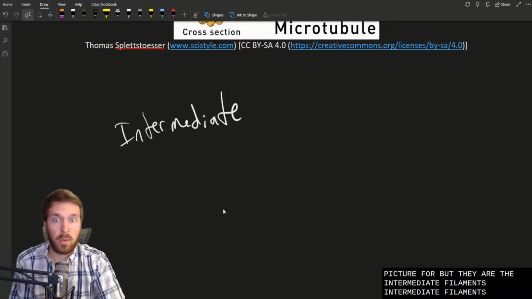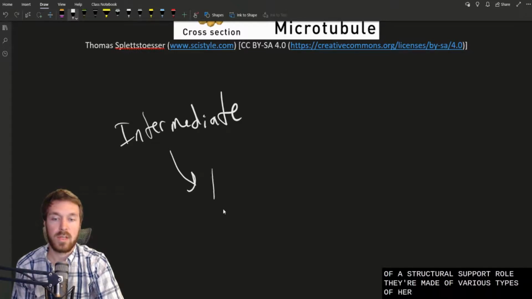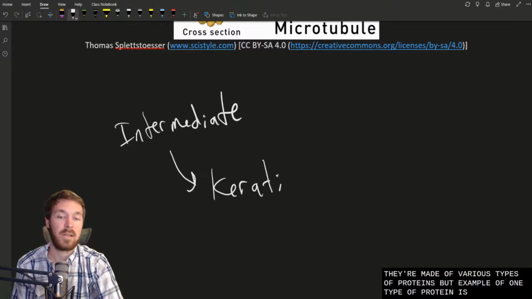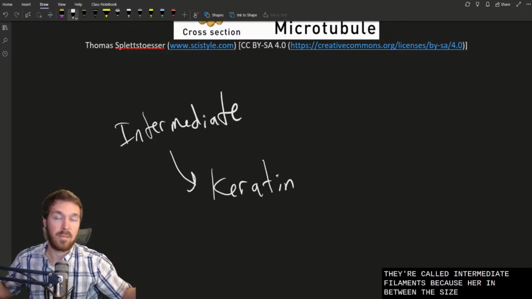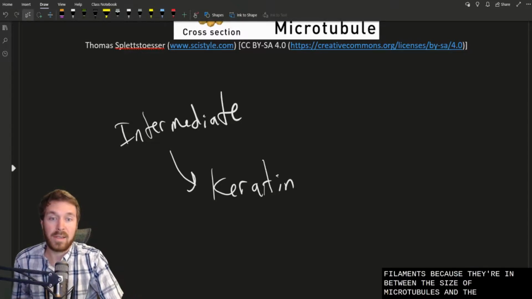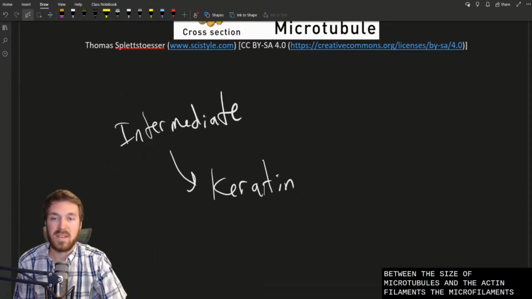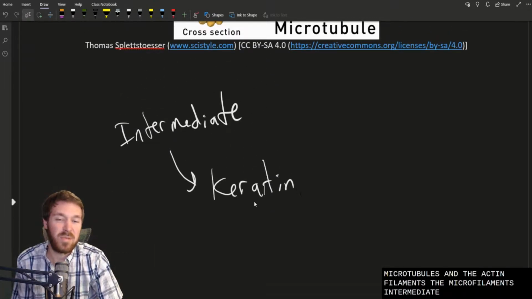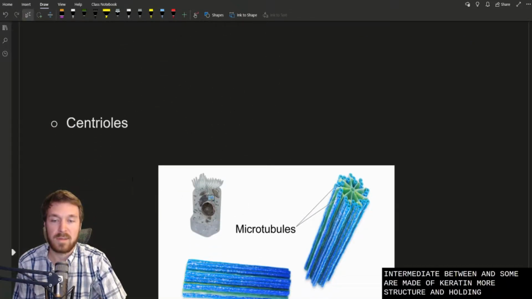Intermediate filaments are more of a structural support role. They're made of various types of proteins, but an example of one type of protein is keratin. They're called intermediate filaments because they're in between the size of microtubules and the actin filaments, the microfilaments. So that's all I'm going to say about the intermediate filaments. They're just in between, and some are made of keratin. So more structure and holding things in place as well.